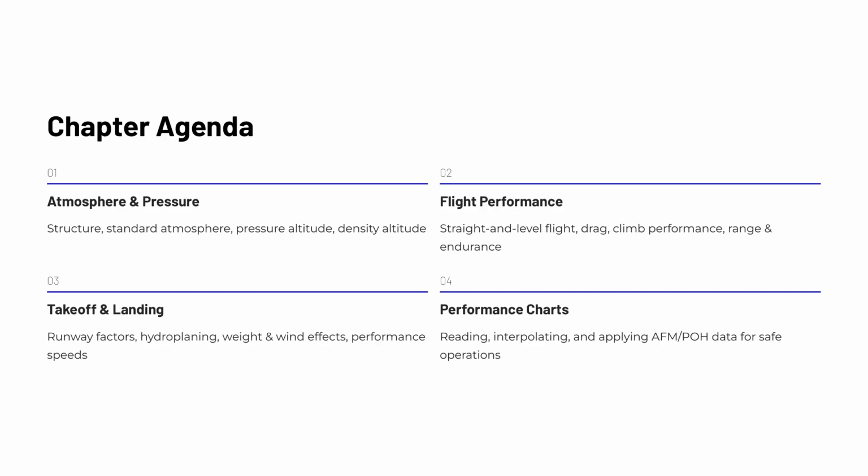Our third topic focuses on takeoff and landing, including runway surface factors, the dangers of hydroplaning, and how variables like weight and wind affect your performance speeds. Finally, we'll work through performance charts, where you'll learn how to read, interpolate, and correctly apply data from the Aircraft Flight Manual and Pilot's Operating Handbook to real-world flight planning decisions. Each of these topics builds on the last, so a solid understanding of atmospheric conditions directly informs how you interpret performance data and make go or no-go decisions. Let's get started.